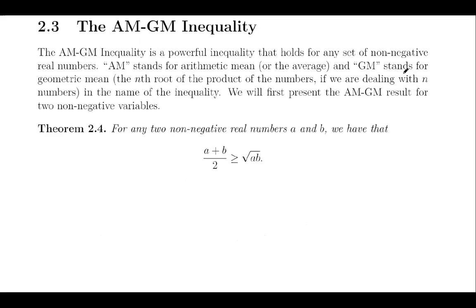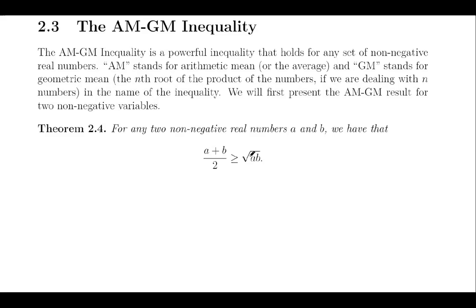Okay, so the AMGM inequality is a very powerful inequality that basically says that the arithmetic mean is greater than or equal to the geometric mean. We'll first take a look at the case with only two variables. As you can see, (a plus b) over 2 is the arithmetic mean, and the square root of ab is the geometric mean.